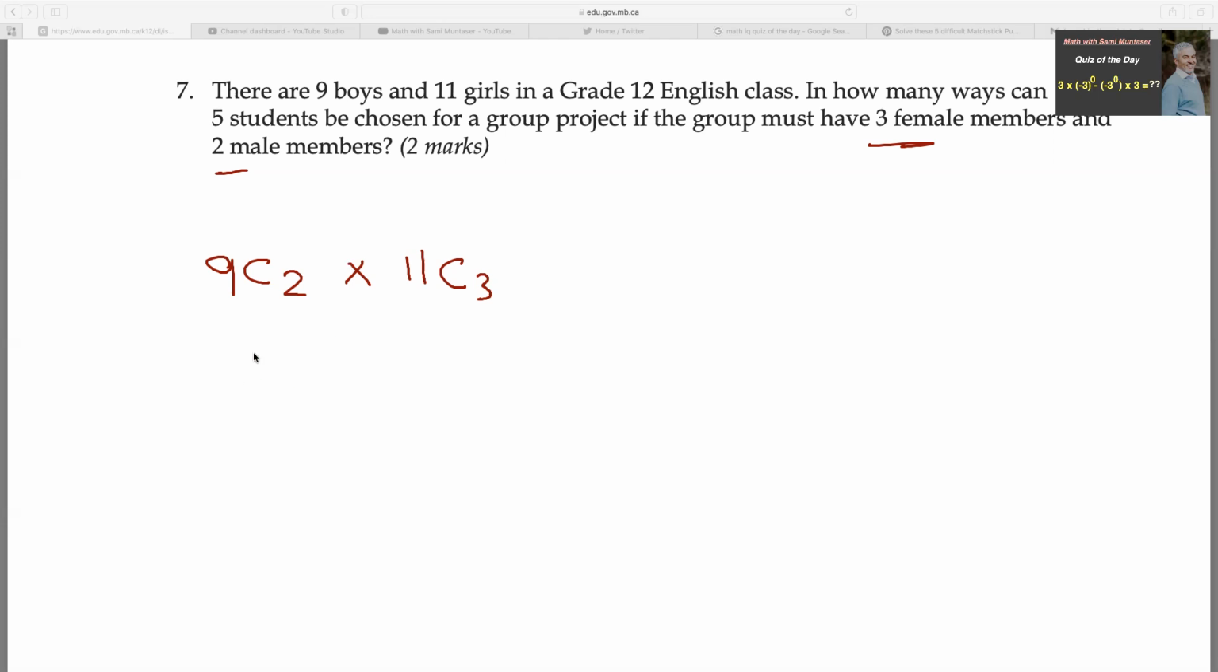which is 36, times 11 choose 3, which equals 5,940 ways of doing this. Next question.